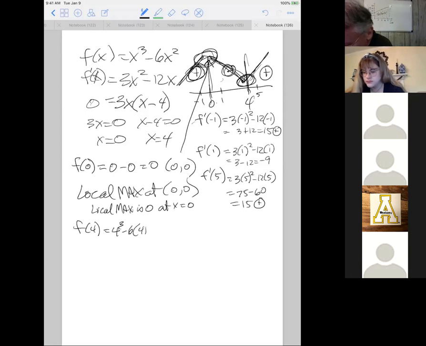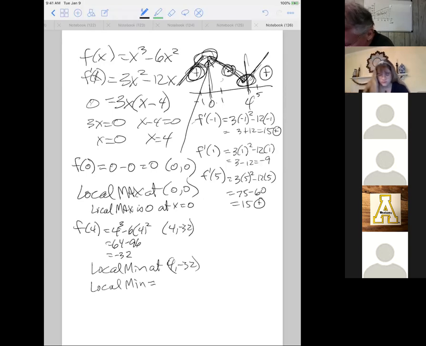minus 6 times 4 squared. 64 minus 96 is negative 32. So we've got 4, negative 32. So local min at 4, negative 32, or local min is negative 32 at, whoops, at x equals 4.